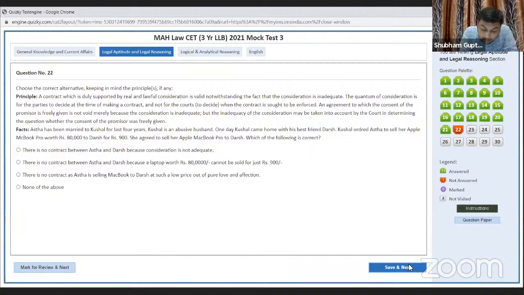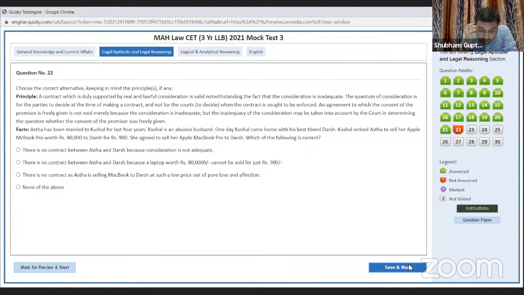Asta has been married to Kushal for the last 4 years. Kushal is an abusive husband. One day Kushal came home with his best friend Darsh. Kushal ordered Asta to sell her Apple MacBook Pro worth rupees 80,000 for 900. She agreed to sell. So again, here it is mentioned he was an abusive husband, so she would have agreed under stress as well.